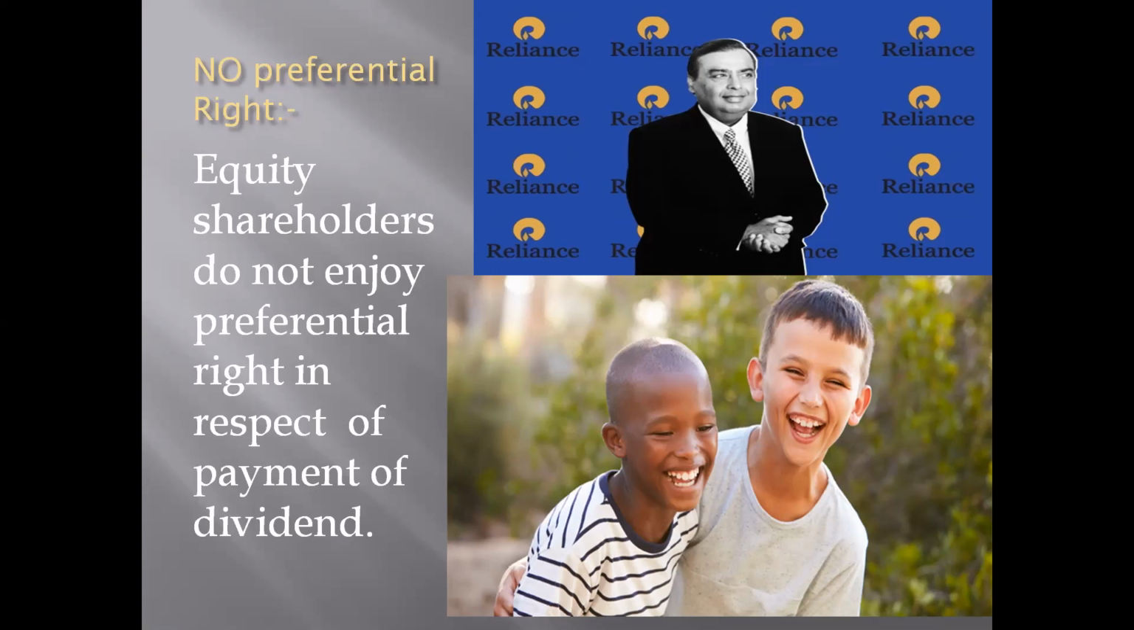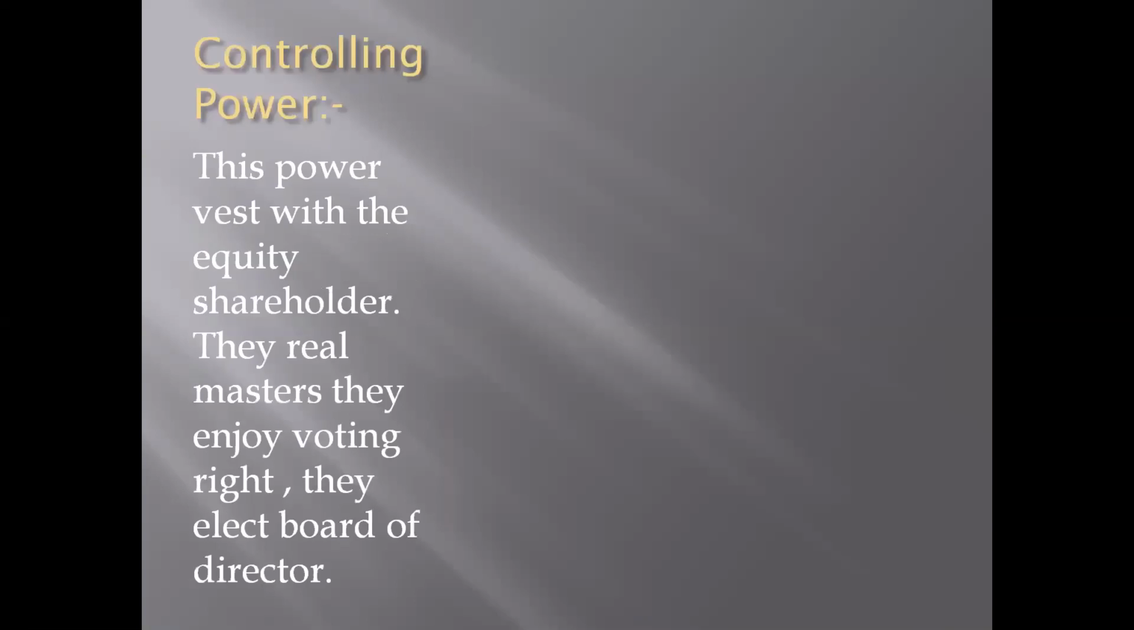Correct? Look, wherever Ambani will go, he will get a preference. But these two children, they will not get preference. So in the same way, preference shareholders have a preference right in getting the dividend. They get the right first. But an equity shareholder does not get such a preferential right.